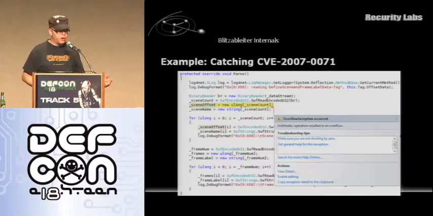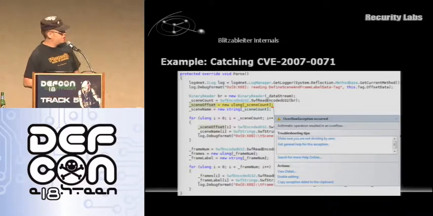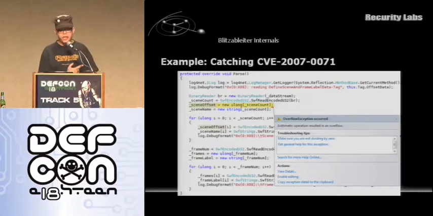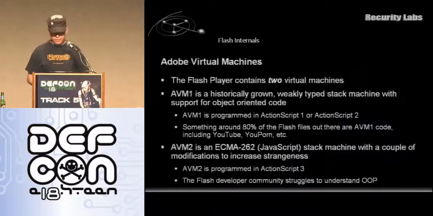Here's an example of why running on a .NET CLR is so cool. The exploit I mentioned before, 2007-0071 from Mark Dowd. If you're trying to read this into Blitzableiter, this is in the code where the actual exception is triggered for the negative value of the scene count. So the runtime caught it right there when we parse it. And that is fantastic. And this is what you get as an output later on.